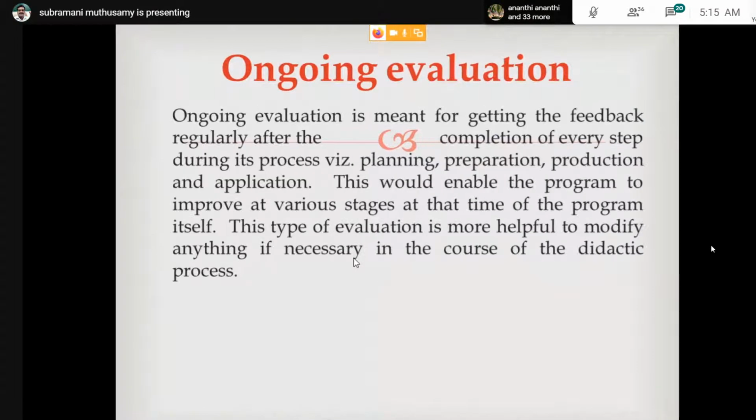The ongoing evaluation is meant for getting the feedback regularly after the completion of every step during the process, namely the planning, preparation, production, and application. This would enable the program to improve at various stages at the time of the program itself. This type of evaluation is more helpful to modify anything if necessary in the course of the didactic process.